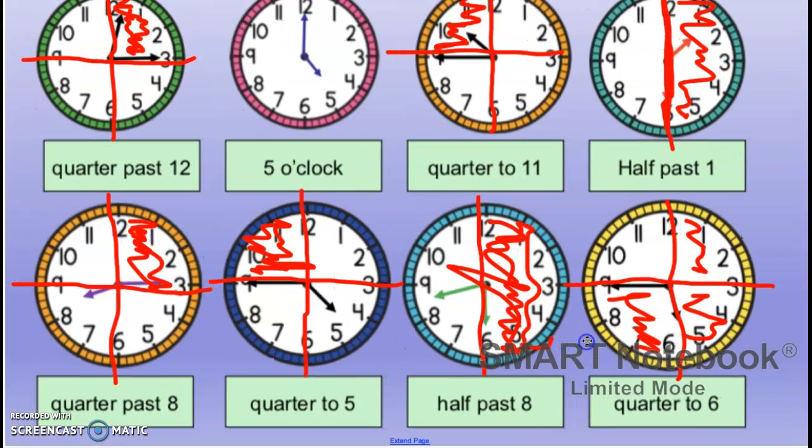Yep, there we go. Okay, so it is about to be what time? Yes, it's about to be 6 o'clock. So it's a quarter to 6. In about 15 minutes, it will be 6 o'clock.